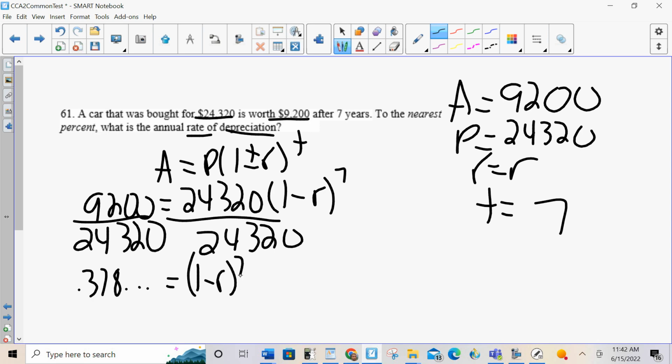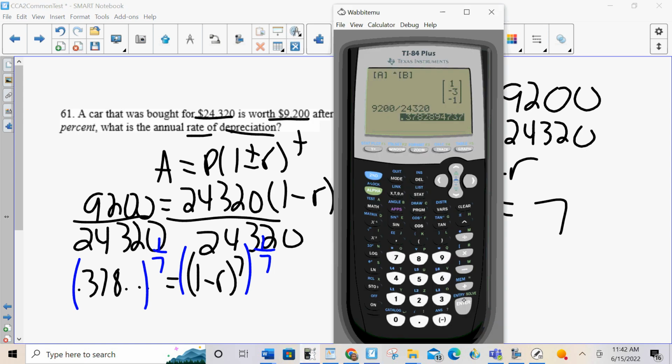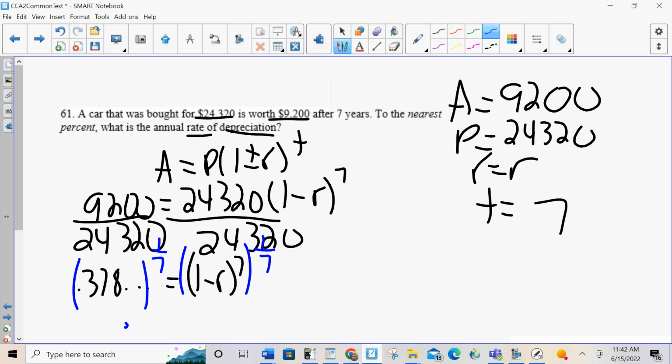This is a constant exponential equation. We're not going to do logs because there's no variable in the exponent. It's a constant, and to solve constant exponential equations, I raise both sides to the reciprocal power. You could also have done the 7th root of both sides. Both things are equivalent. So I'm going to raise it to the power of 1 over 7. I get 0.87 equals 1 minus r. Well, I don't want 1 minus r, so I'm going to subtract 1 from both sides.